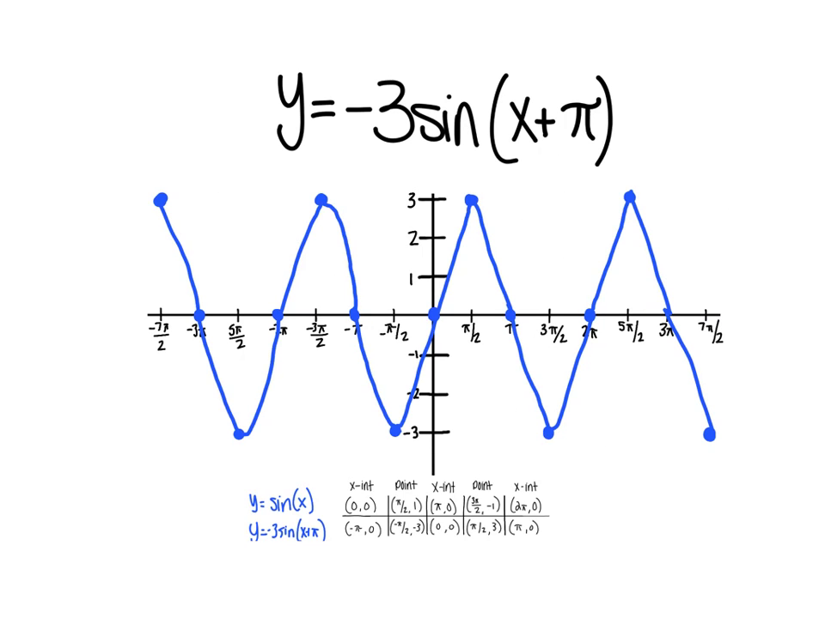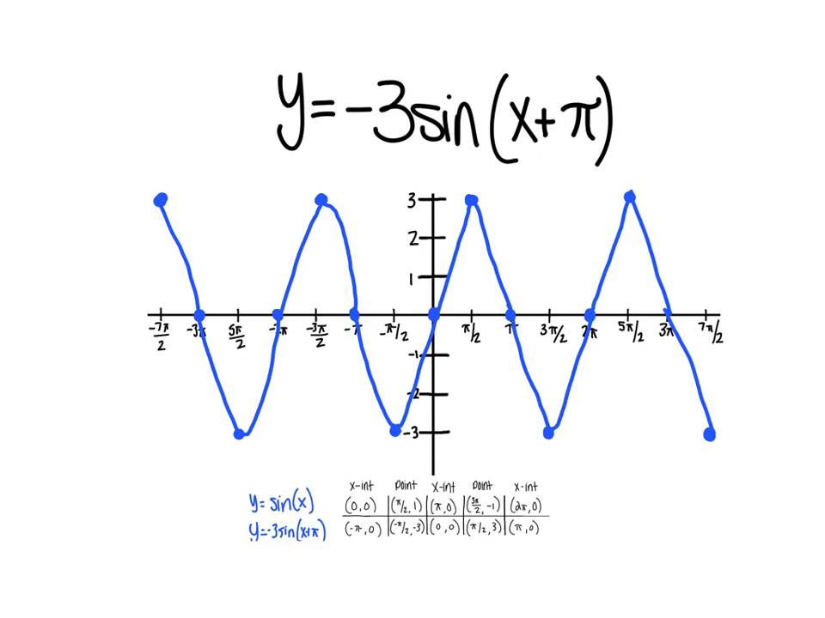To graph this equation, you start with the original points of y equals sine x. The x-intercept is 0, 0, and the maximum is pi over 2, 1. Another x-intercept is pi, 0, and the minimum is 3 pi over 2, -1. To find the points for this graph, you subtract pi from x and you multiply y by -3.